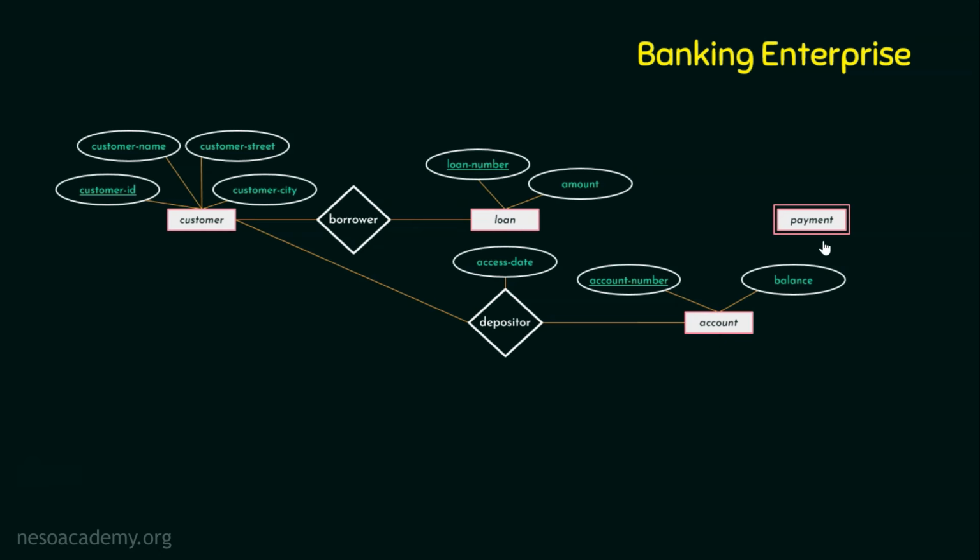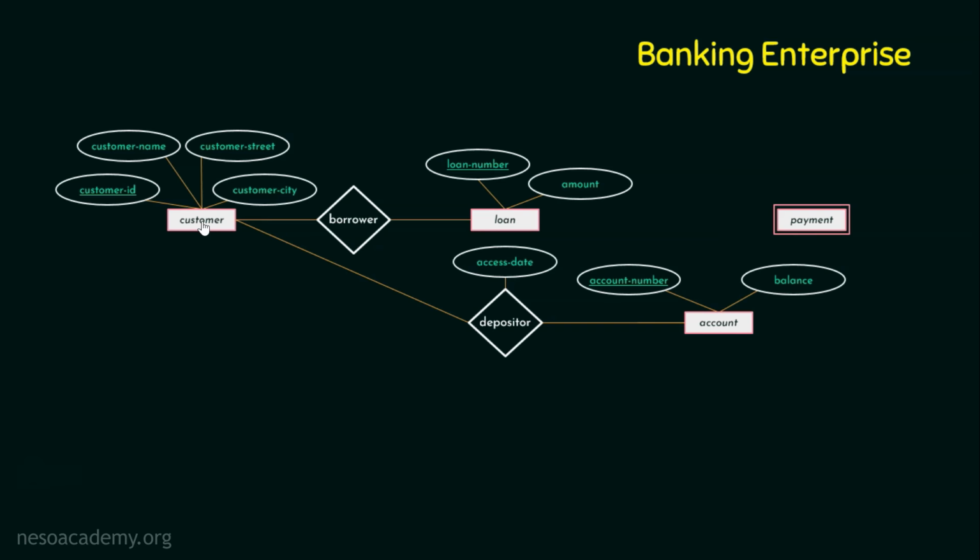So, payment is another entity. But why is this a weak entity? A weak entity is represented with double rectangles, isn't it? When we have customer, when we have account as strong entities, when we have loan also as strong entity, why is payment a weak entity?